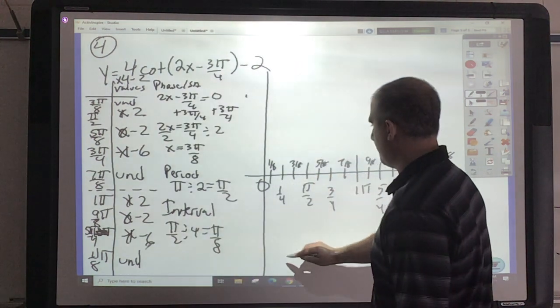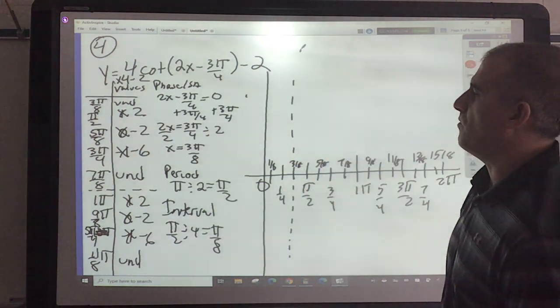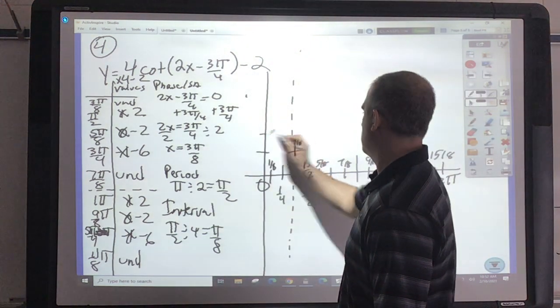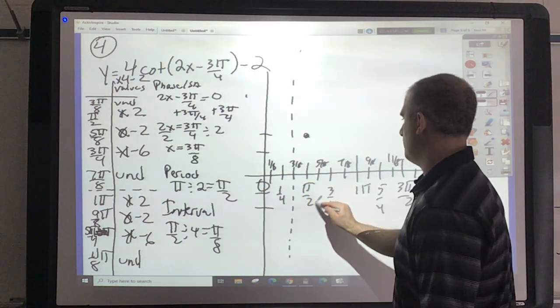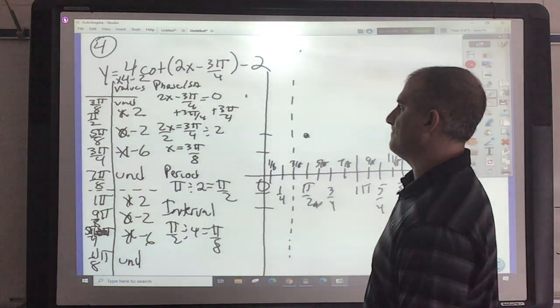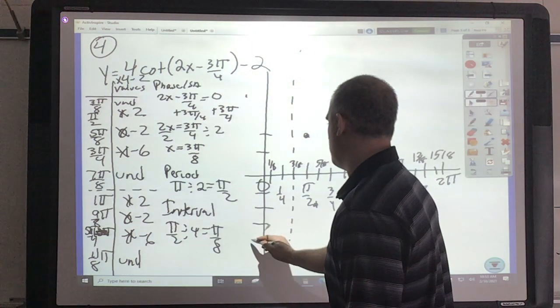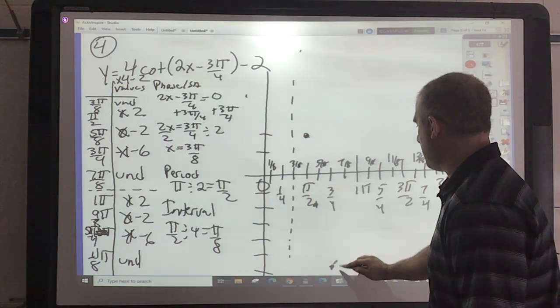So at 3/8, I'm undefined. At 1/2, at pi over 2, I'm at 2. Should be right here. At 5/8, I'm at -2, which should be right here. At 3/4, all right, I'm at -6. 4, 3, 4, 5, and 6 should be here. At 7/8, I'm back to undefined.